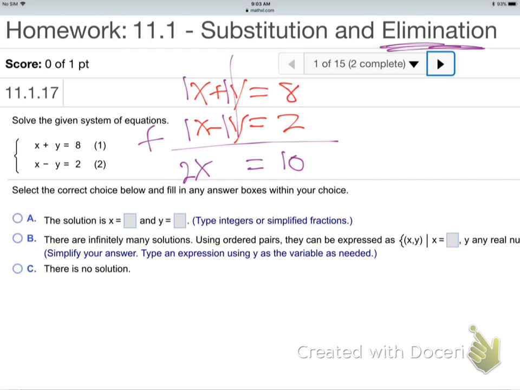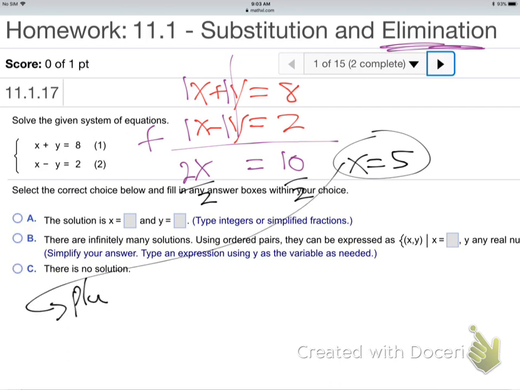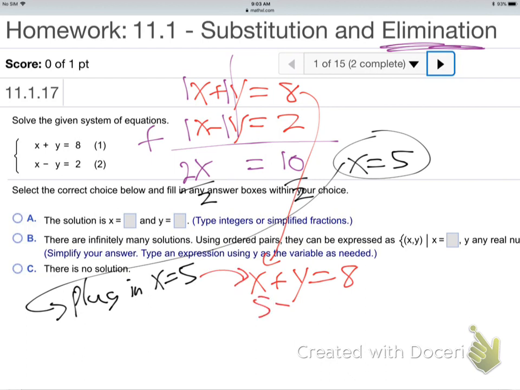Now that we have just x and no y, we can finish by just dividing both sides by 2. X is 5, so we've got x. And now how do we get y? Plug it in. Bring it over here. Plug in x is 5. You can grab the first equation or the second. Doesn't really matter. X plus y is 8. Put in the 5. 5 plus y is 8. Subtract 5 from both sides. Y is 3. So there we go. Got the answers for x and for y.